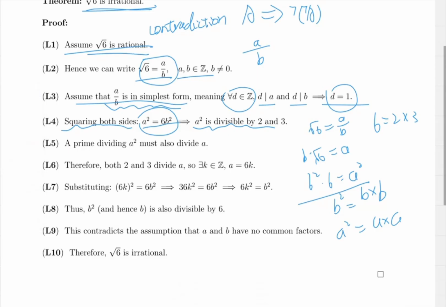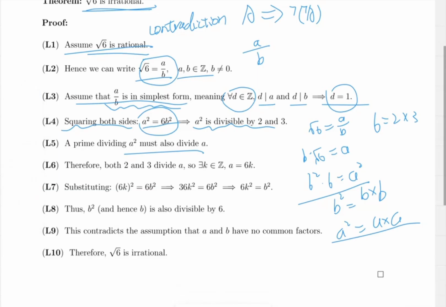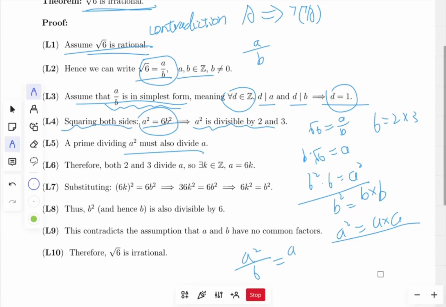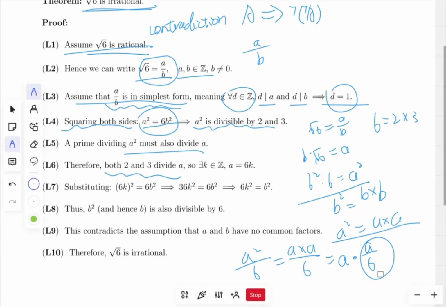Then the next step, a prime dividing a squared must also divide a. We said because a squared equals a times a, a squared must also divide a. Therefore, both 2 and 3 divide a, because a squared divides 6 means a times a divides 6. If we write it as a times a over 6, we can see a divided by 6 has to be an integer. Therefore, a is divisible by 6, so both 2 and 3 divide a.